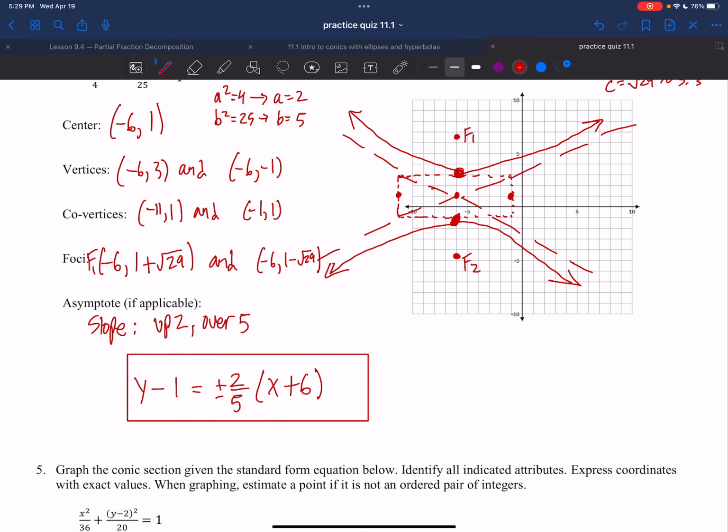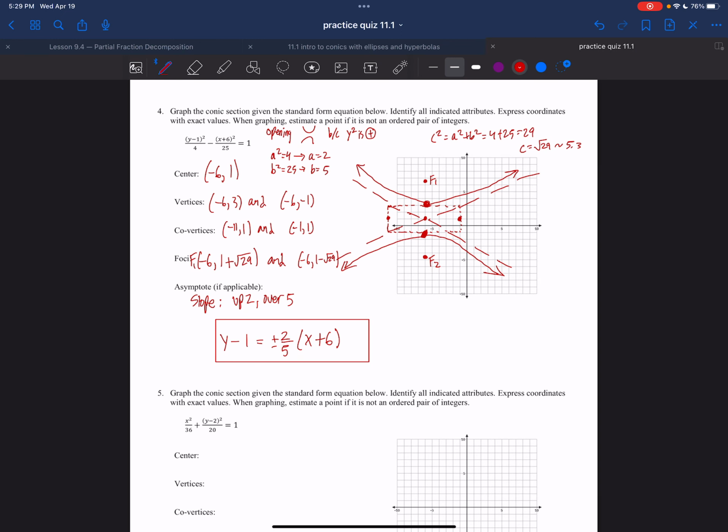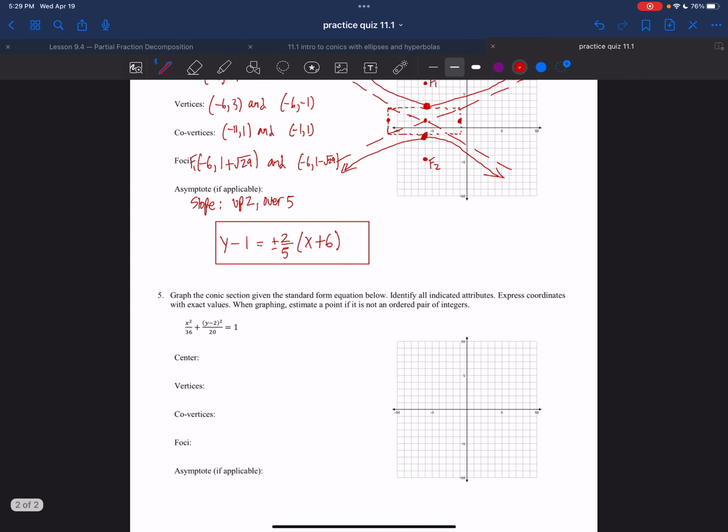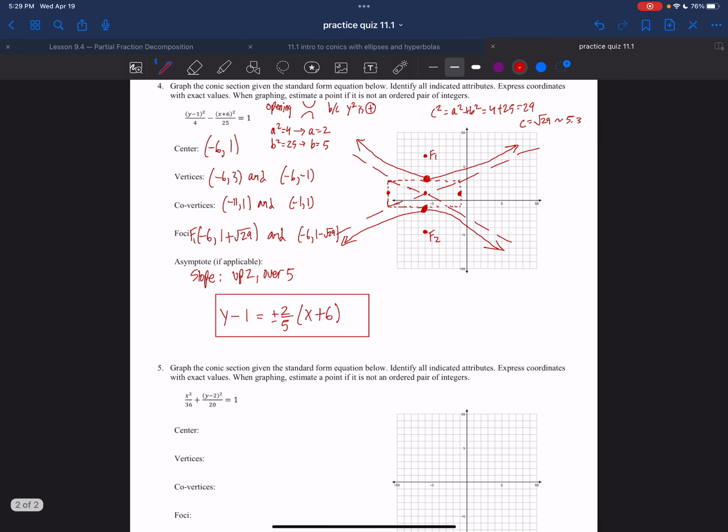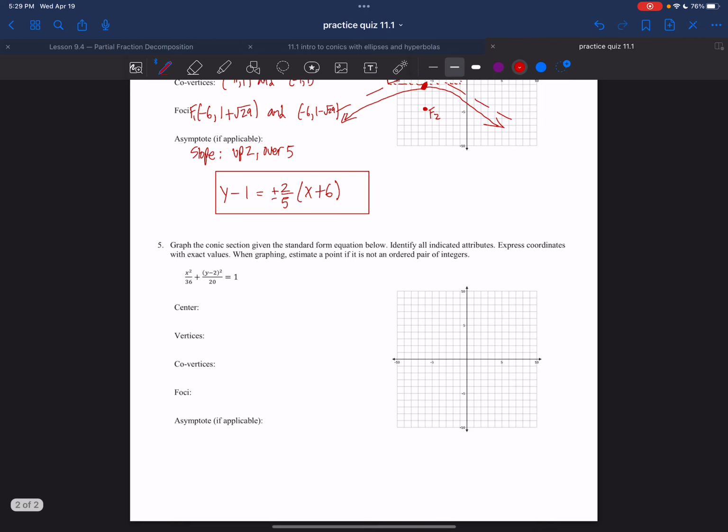And you can leave this in point slope form. You don't need to put a slope intercept. I don't care. It's fine. And there's your hyperbola. And it needs to be about as quick as I just graphed it there. Okay? Maybe quicker. I don't know. Because, yeah. Okay. And then ellipse.